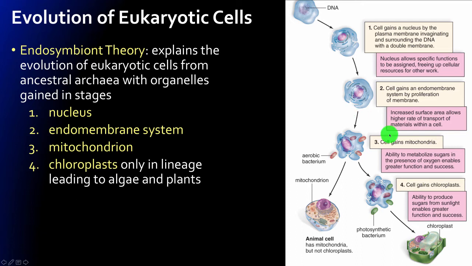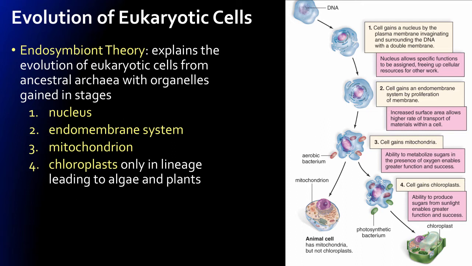And then here's the big step that relates to endosymbiont theory. We've got this idea of gaining mitochondria, these additional organelles that we have in our cells, which it shows here as being what we call an aerobic bacterium. And so that mitochondrion is thought to have come from a separately living bacterium which is capable of using oxygen to use glucose to generate ATP in a very efficient manner. And we'll talk about that later on.